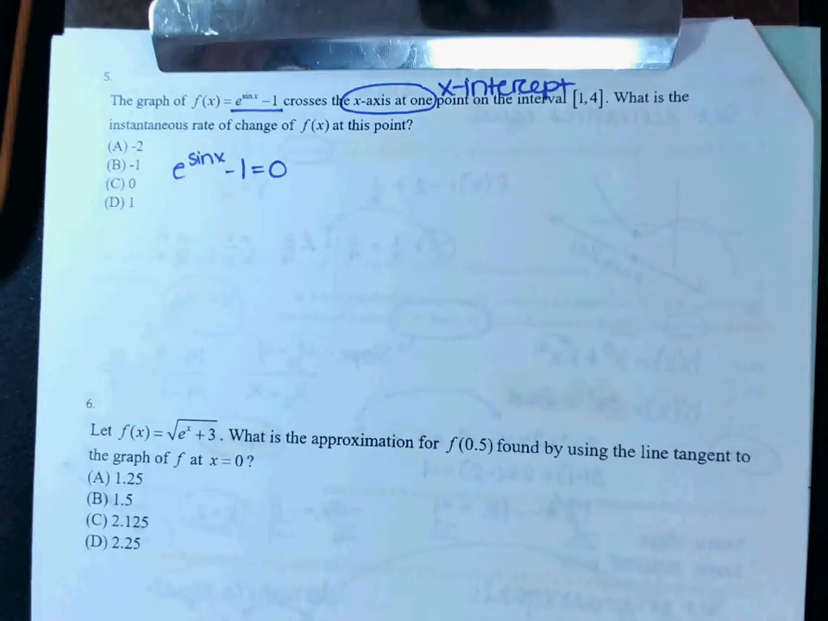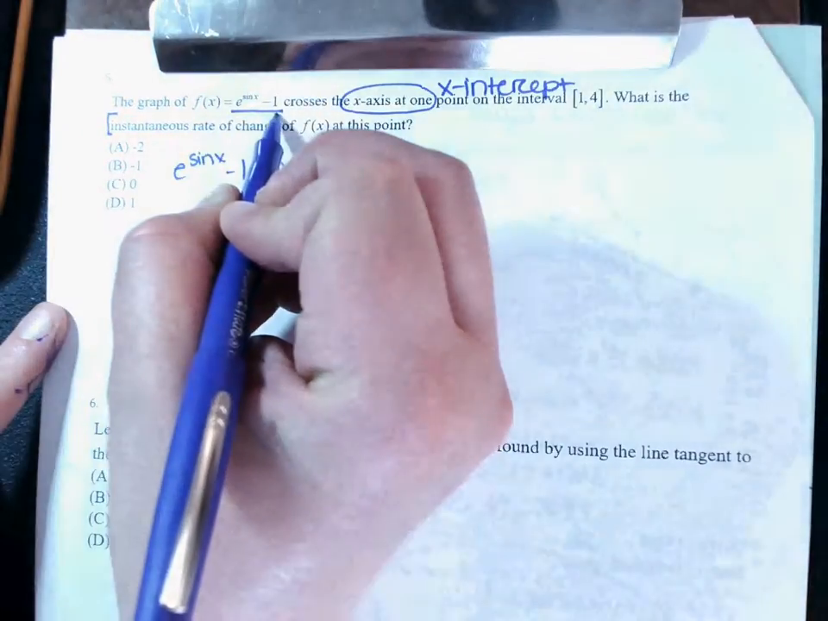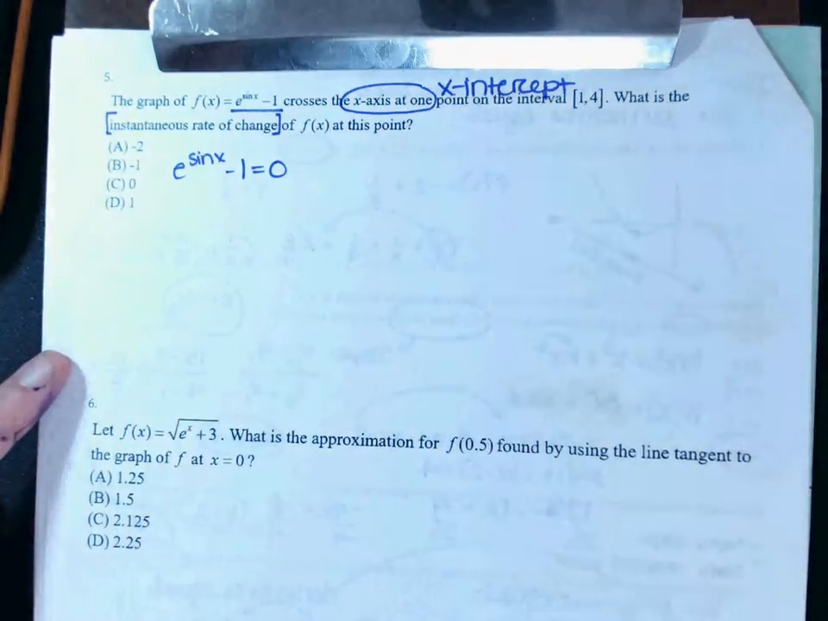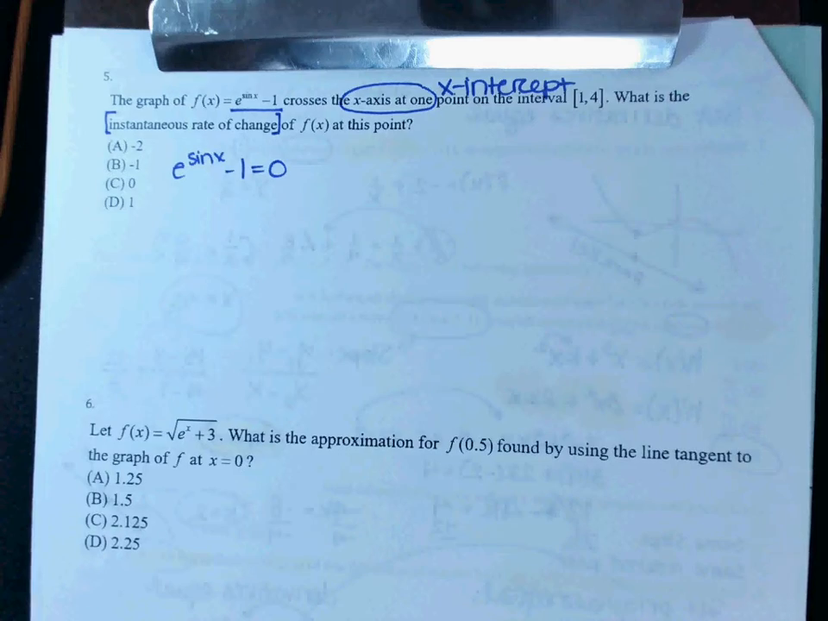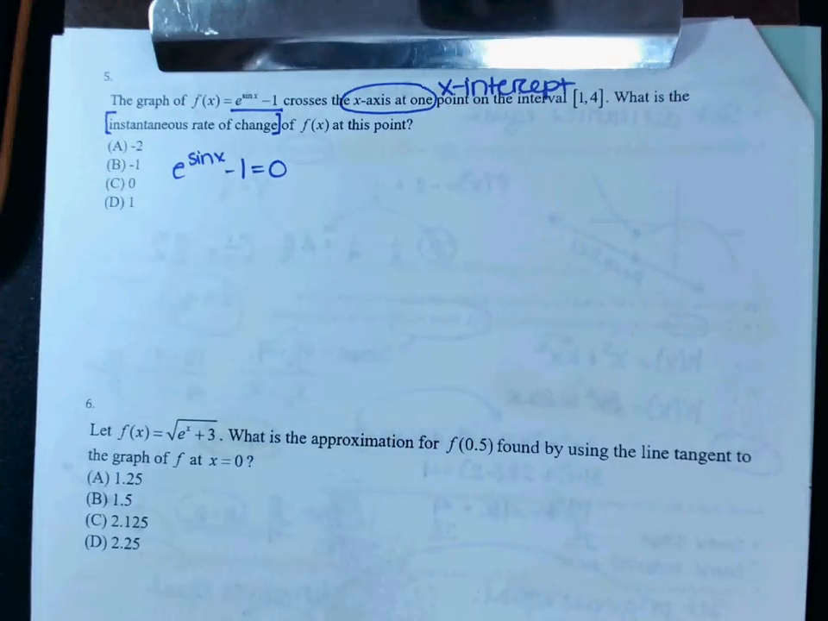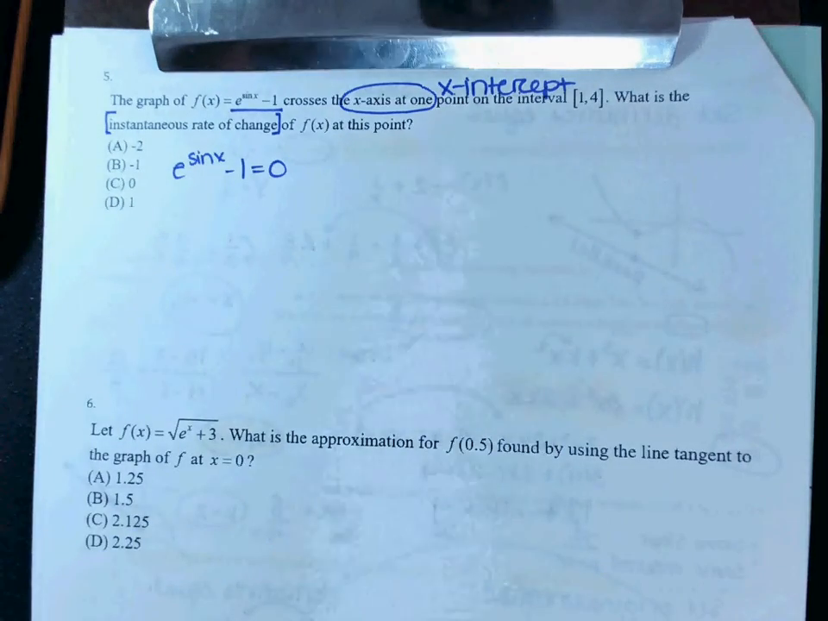Okay, then from there, you want to know the instantaneous rate of change. That is the same as a what? A derivative or a slope. Very good. So they're asking you, find the x-intercept, and then take the derivative and plug it in.